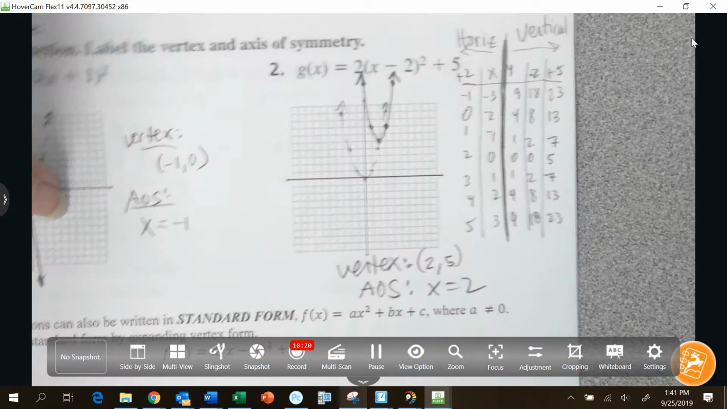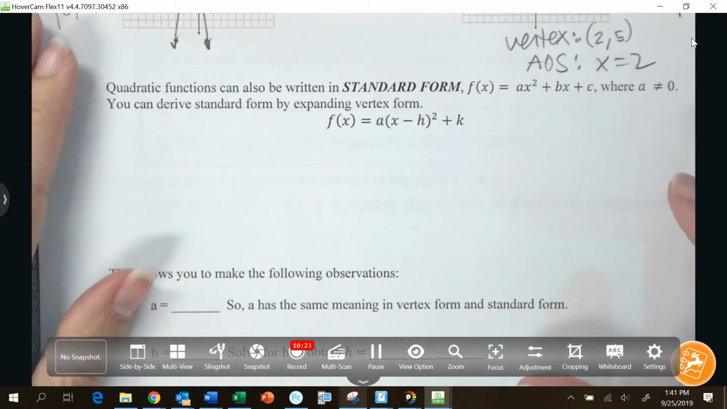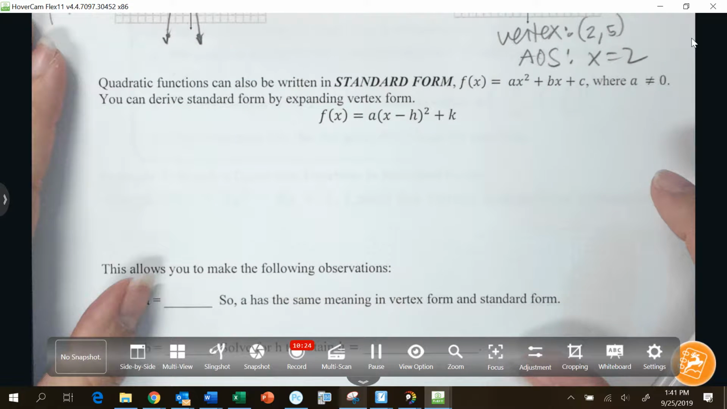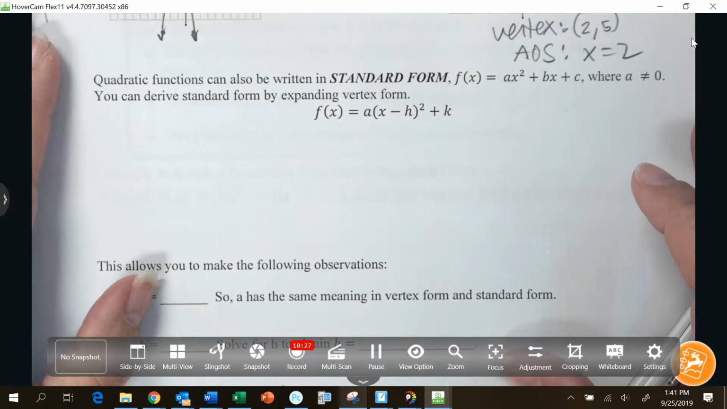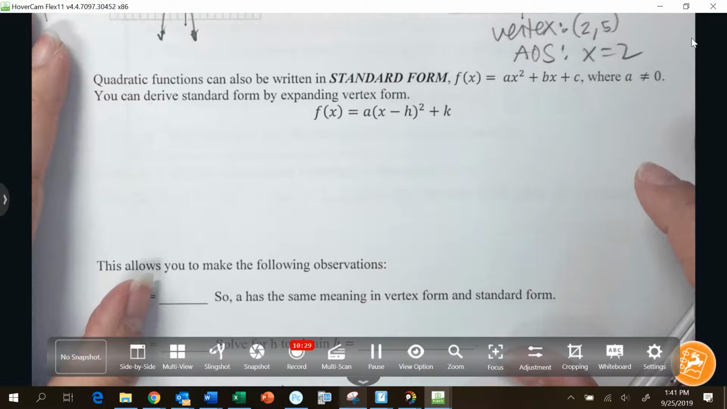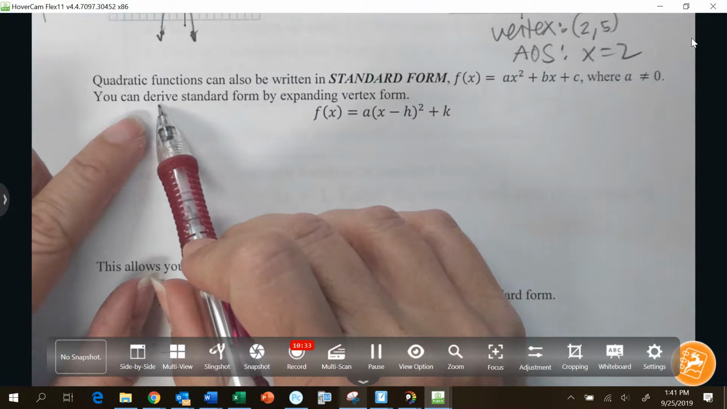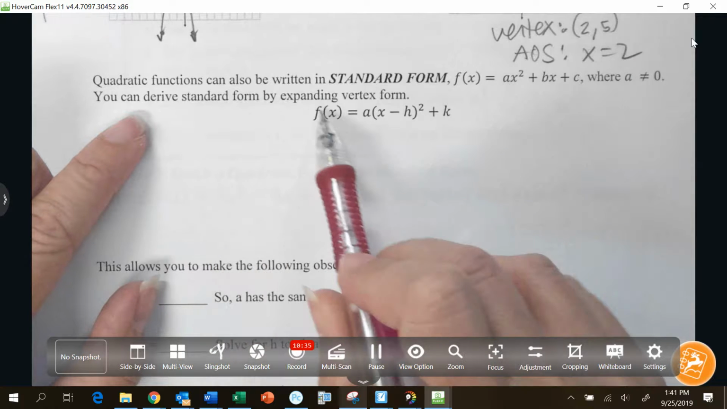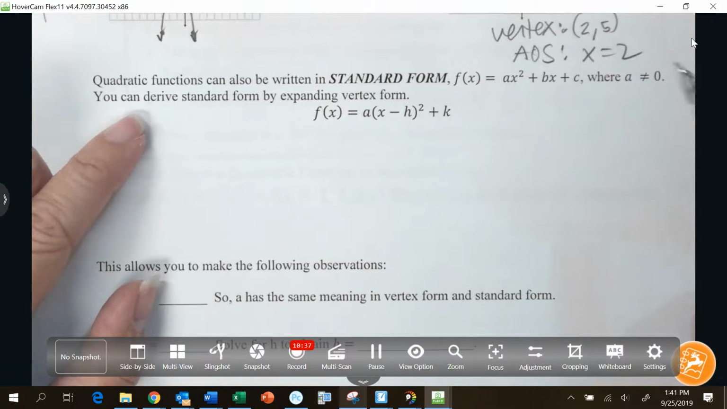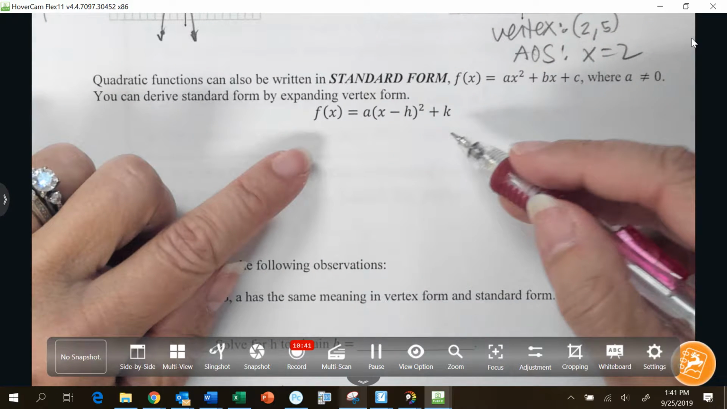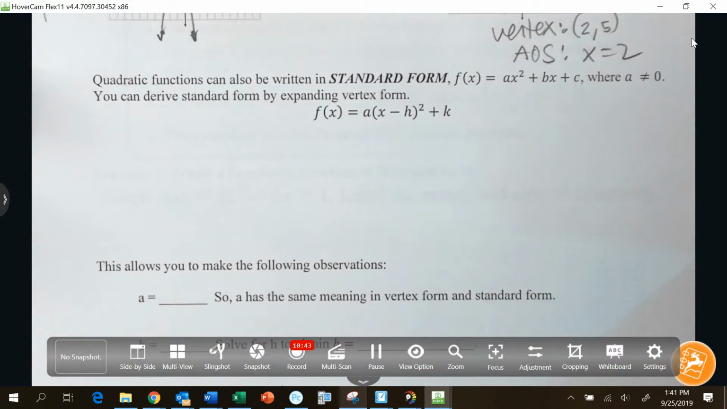Okay? All right, so what I have here is something that is in your curriculum that you're supposed to do with me. This says we are going to derive standard form by expanding vertex form. So we're going to derive standard form by expanding vertex form. You'll never have to do this on your own. We're going to do it together.